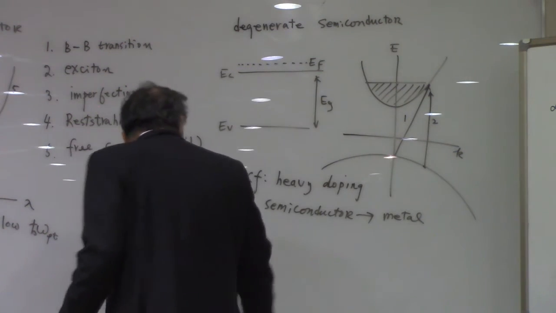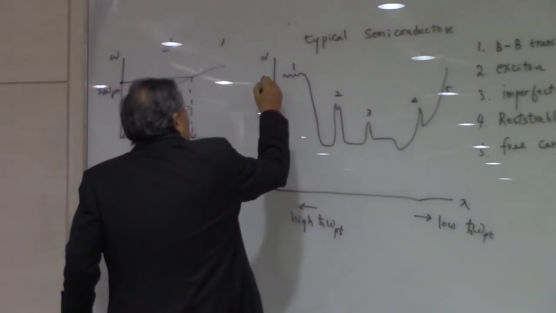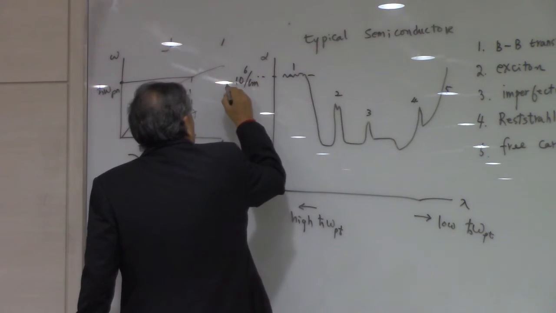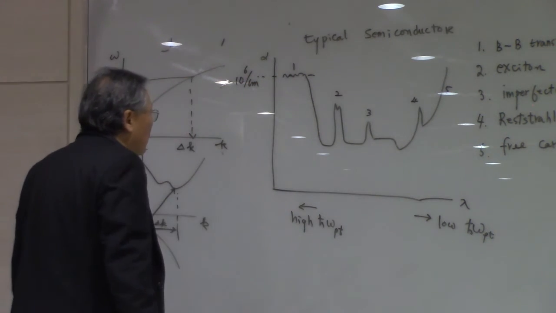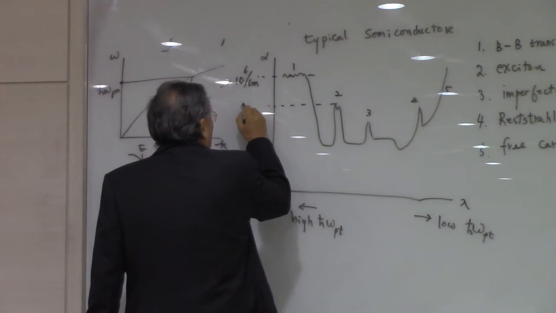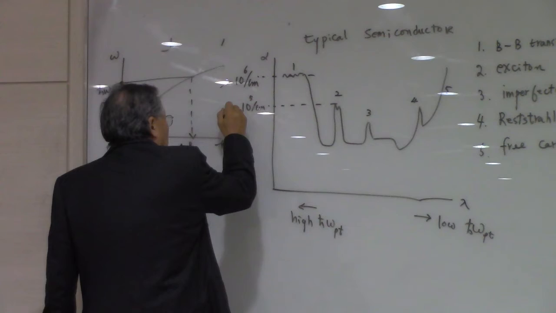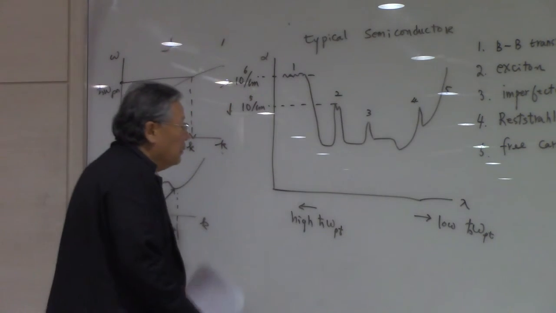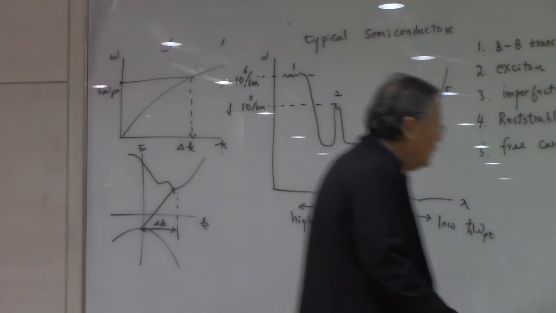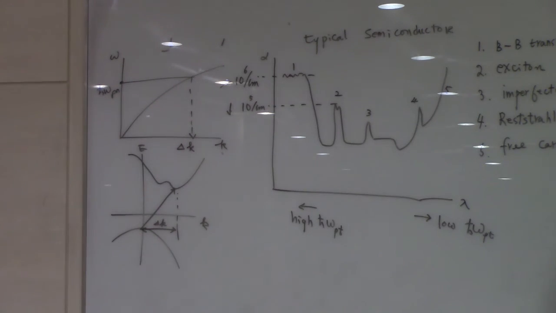Well, in the band-to-band transition case, typically the absorption constant is more than 10^6. Now we have to talk about the excitons. The absorption constant for the excitons is less than 10^5.